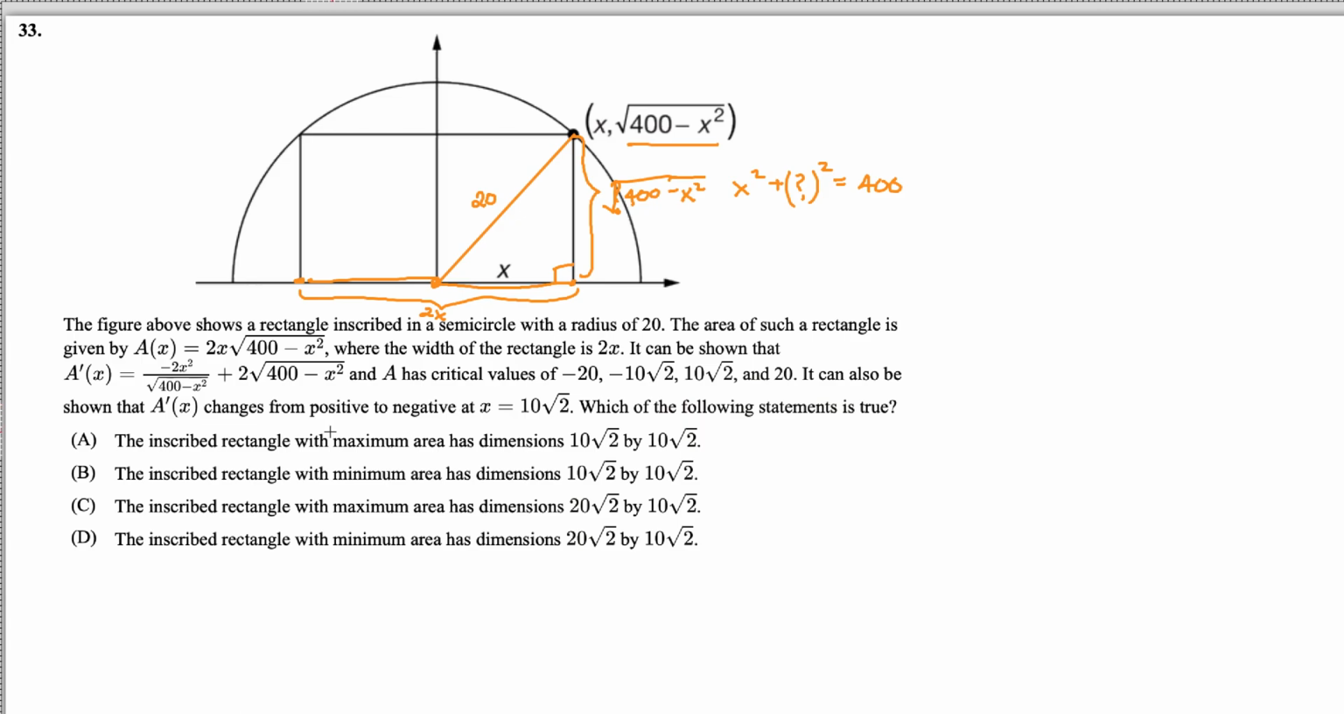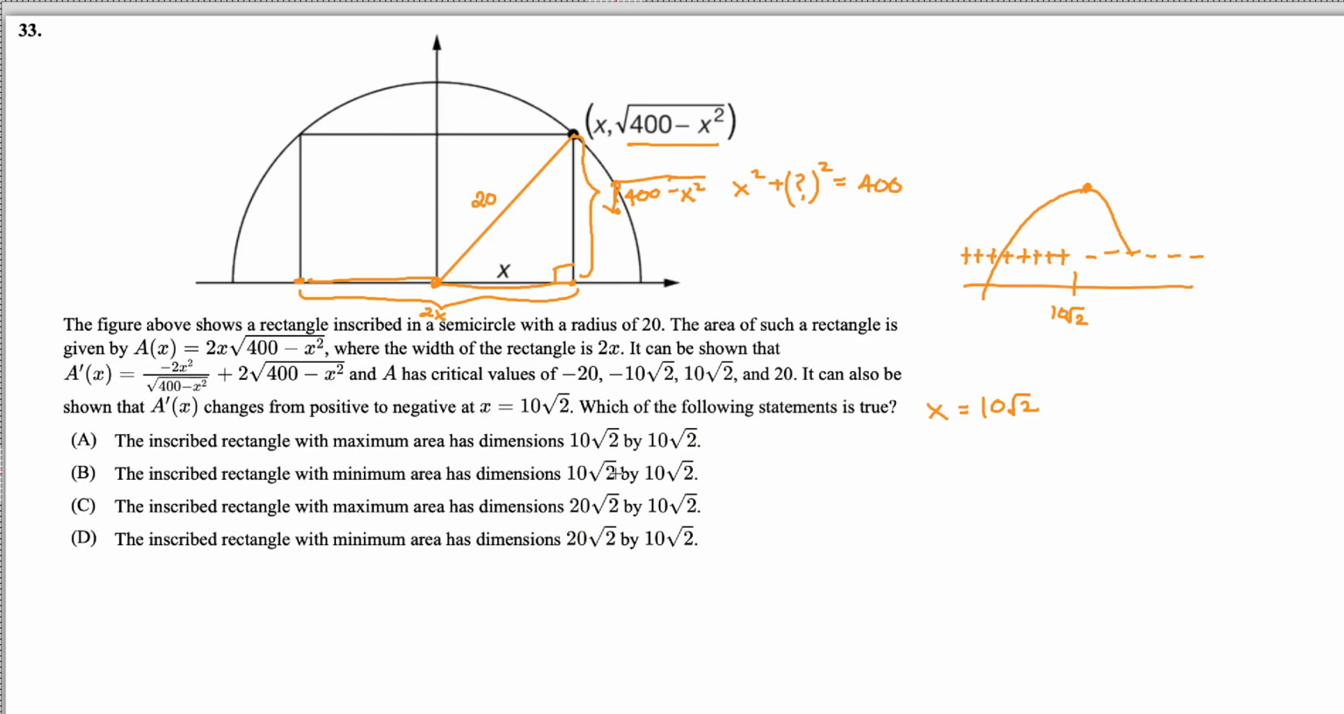And then it can also be shown that A prime changes from positive to negative when x is equal to 10 root 2. So at 10 root 2, here's your 10 root 2 on a number line. The derivative is positive, positive, positive, and then it's 0 here because that's a critical value, then negative, negative, negative. And basically what that indicates is that the original function, the area, is increasing, increasing, increasing, and then it begins to decrease. So then that's some point.